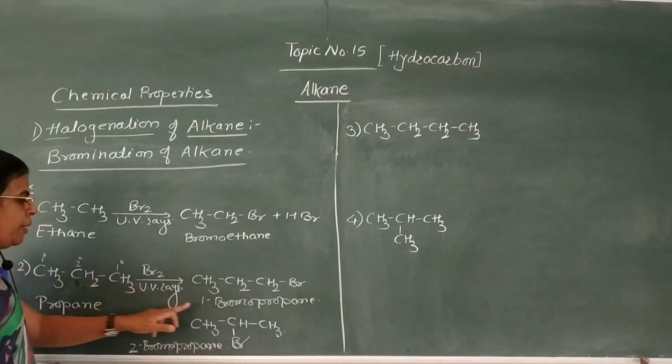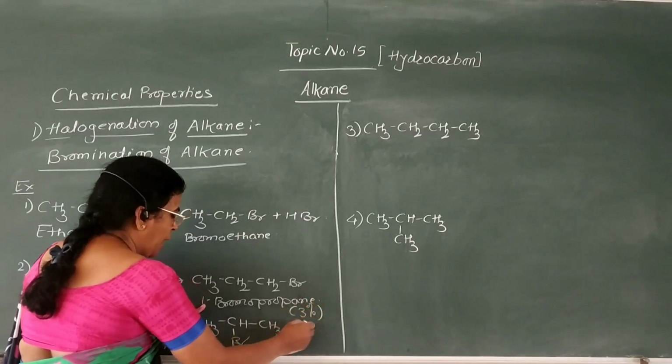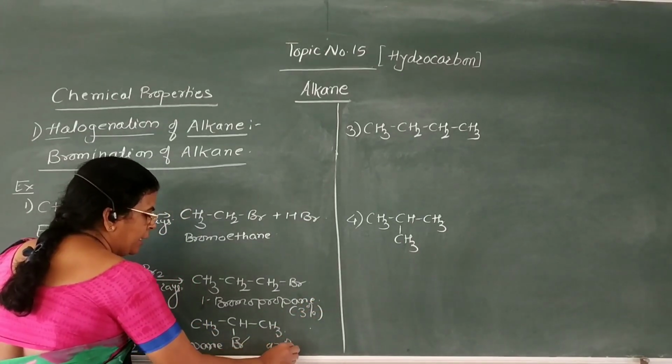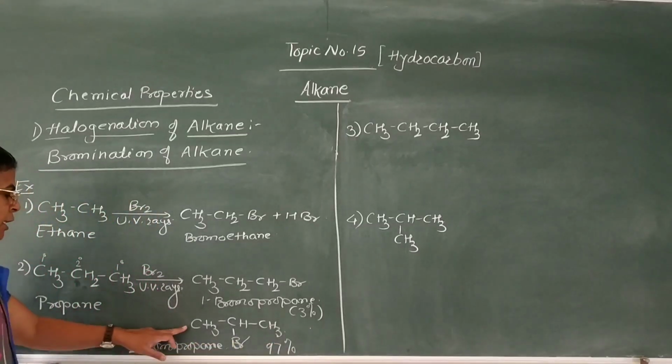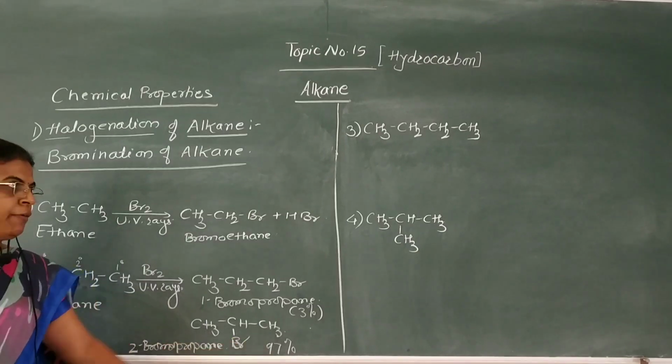Now here the percentage of 1-bromopropane is only 3%, and the percentage of 2-bromopropane is 97%. That is, the major product obtained is 2-bromopropane. The percentage of this product is 97%.